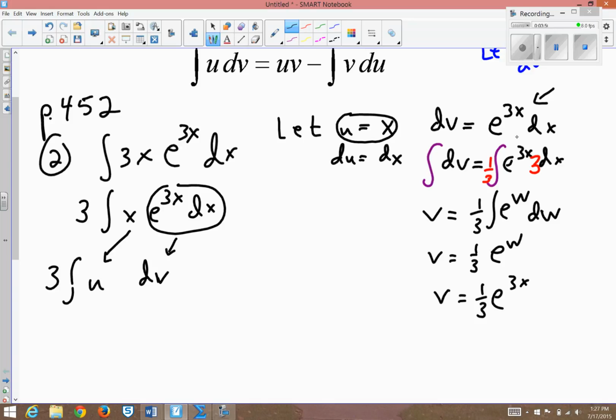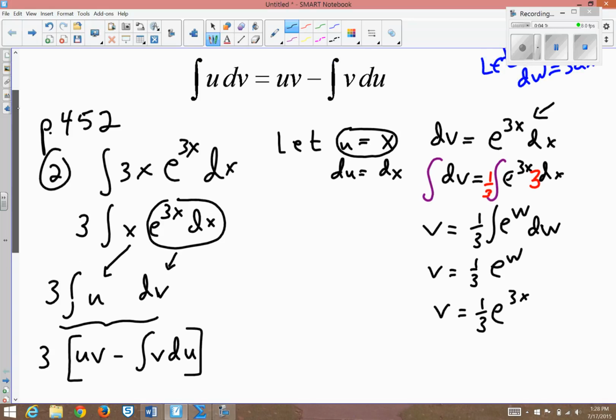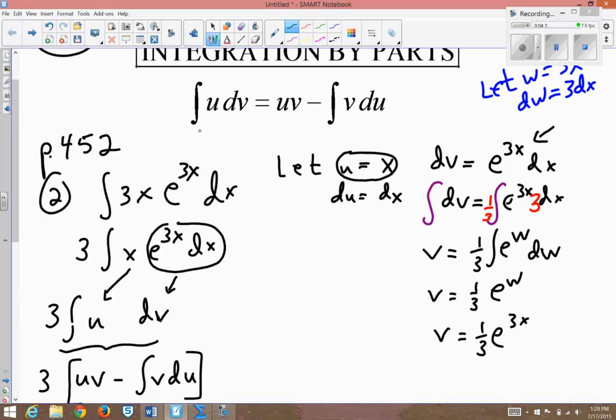Just read what's written over here. The integral of u dv is always equal to uv minus the integral of v du. And this 3 here means 3 times all of this. So every time we write the integral of u dv, the next thing we write should be this.